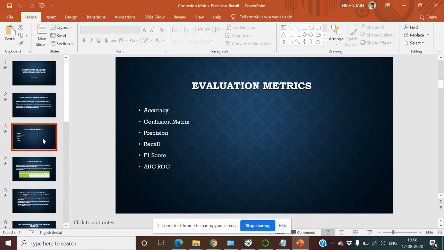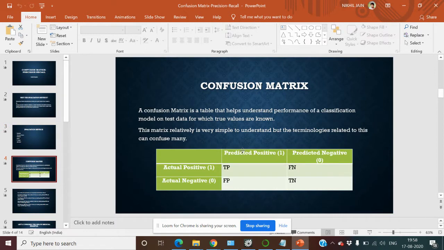Let's move further. There are various evaluation metrics that are in use for classification models. Namely, we have accuracy, confusion matrix, then we have precision, recall, F1 score, and AUC ROC. So today I'll be talking about the confusion matrix, precision, and recall. Let's start with the confusion matrix.